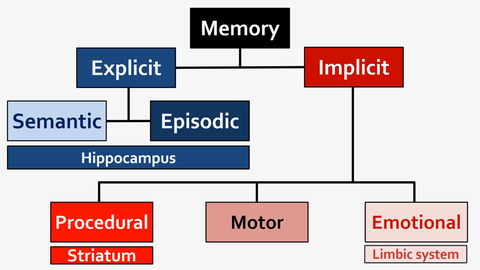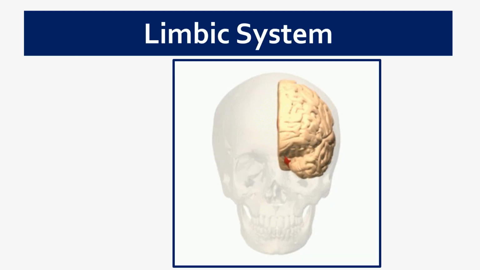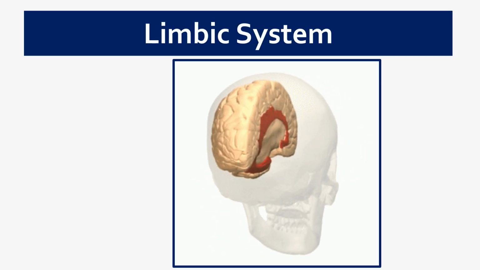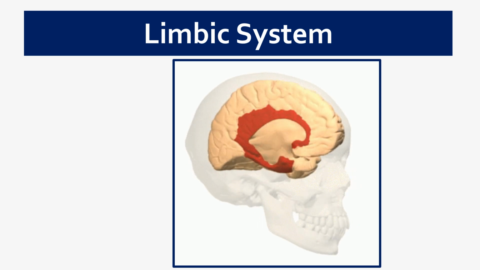Okay, the final region we're going to talk about then is emotional memory, and that lives in the limbic system. Again, the limbic system has been the subject of a video all by itself, just like the cerebellum. It's just a reminder that motor memory lives in the motor system. Let me show you briefly the limbic system. Here it is. It's on the medial surface of the brain, in red.